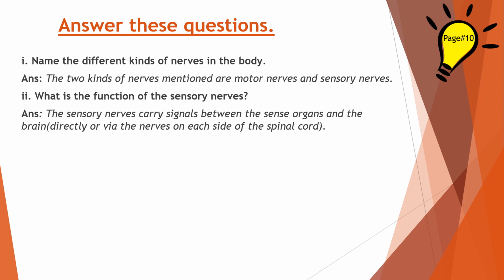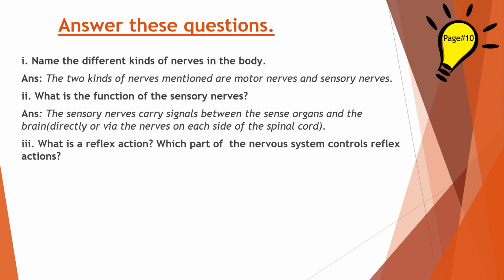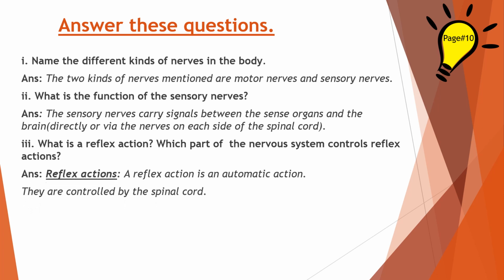Question number 3 is, what is a reflex action? Which part of the nervous system controls reflex actions? We know that reflex actions are the automatic actions and are controlled by the spinal cord. So our answer will be, a reflex action is an automatic action. They are controlled by the spinal cord. I hope that answers of 3 questions are clear now. Now we will move towards the fourth question.